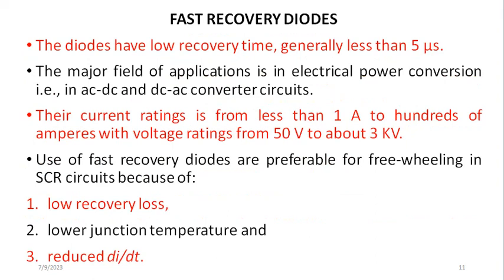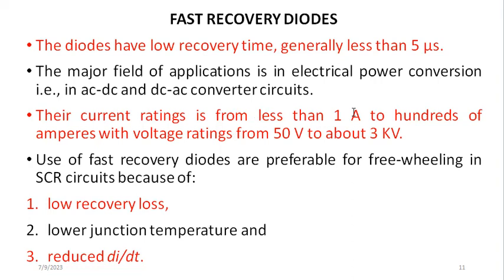The second type of power diode is what we call the fast recovery diode. It has a very low recovery time of 5 microseconds. Compared with 25, you see that yes, we can call that one high and this one low. The major area where this fast recovery diode is applied is in electrical conversion. That is when you want to change AC to DC or DC to AC in converter circuits, then we use the fast recovery diode.